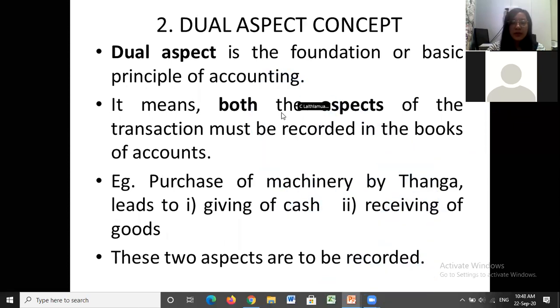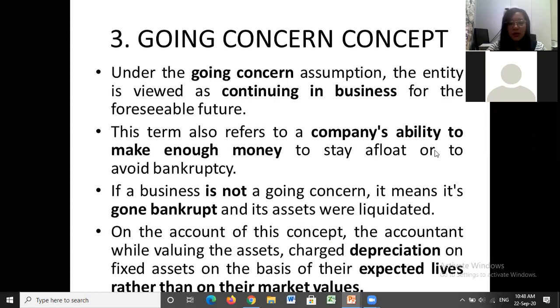According to dual aspect concept, it must be recorded. Okay, next one is going concern concept. So when we say going concern concept, going is continuous tense, something that is happening. So, under the going concern concept assumption, the entity is viewed as continuing in business for the foreseeable future.